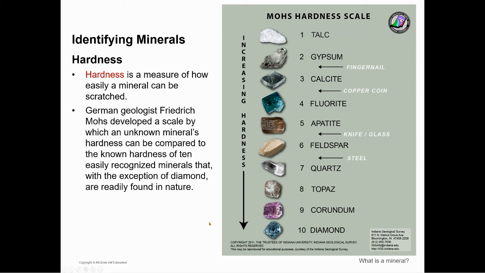German geologist Frederick Mohs developed a scale by which an unknown mineral's hardness can be compared to the known hardness of 10 easily recognized materials that, with the exception of diamond, are readily found in nature. And I told you before during the lecture: talc, gypsum, calcite, fluorite, apatite, feldspar, quartz, topaz, corundum, and diamond. Tall girls or guys can flirt, and 4 quaint things can do. Those are my first letters, and that will help you remember the order of the Mohs hardness scale.